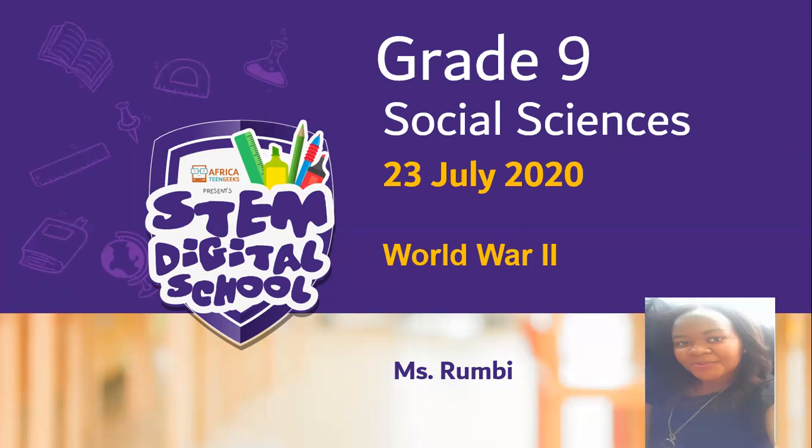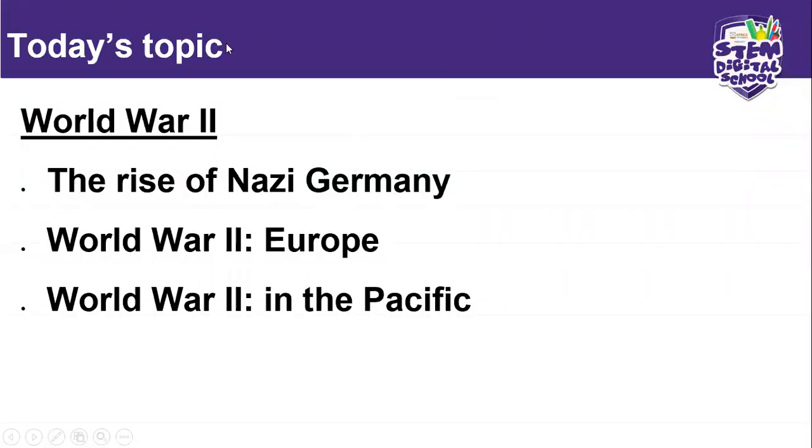Okay, so let's start. I want you to listen very carefully as I go through the slides so that you will be able to understand World War II, okay? Remember, you did it in term 1, so we're just revising. So let's proceed. We're going to look at the following subtopics under World War II: the rise of Nazi Germany, World War II Europe, and then World War II in the Pacific. Those are the 3 subtopics we are going to look at.